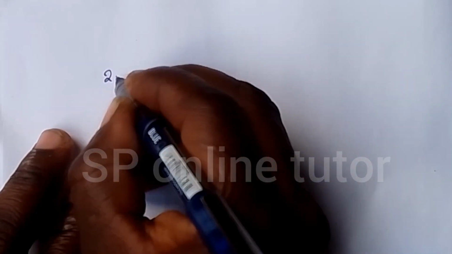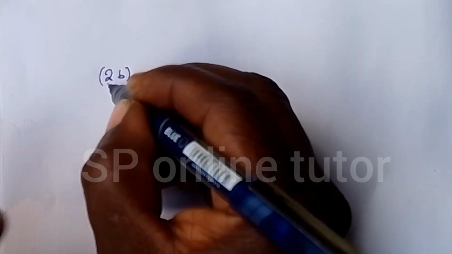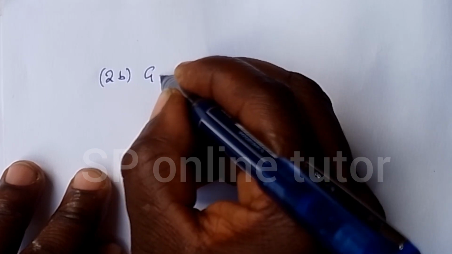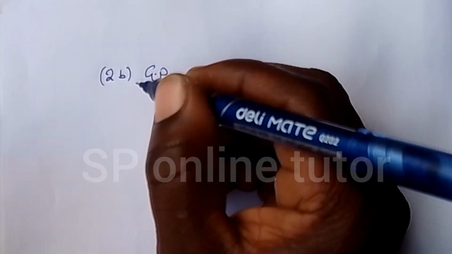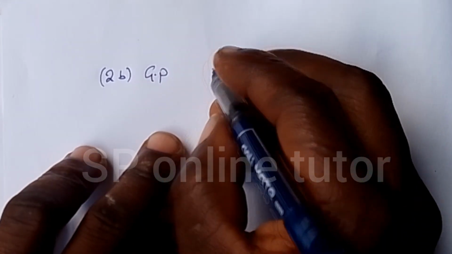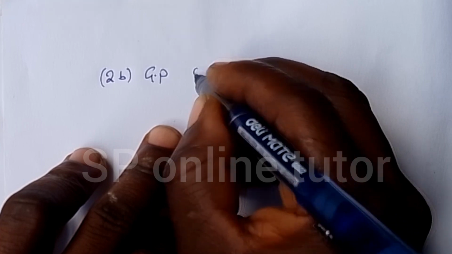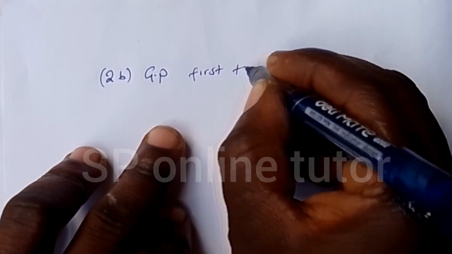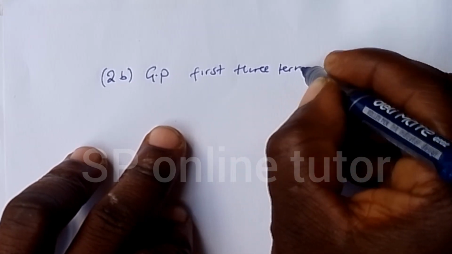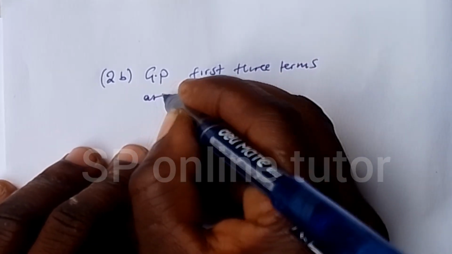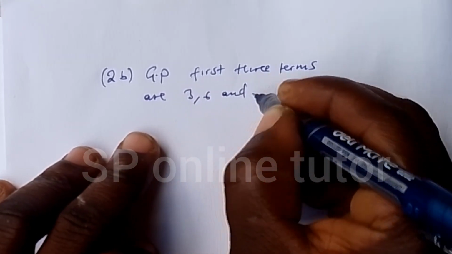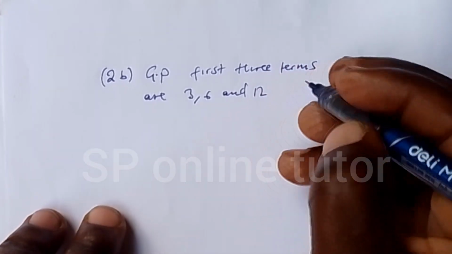Question 2b, which is on geometric progression, GP, okay. And we are given the first three terms, and the first three terms are 3, 6, and 12, respectively.